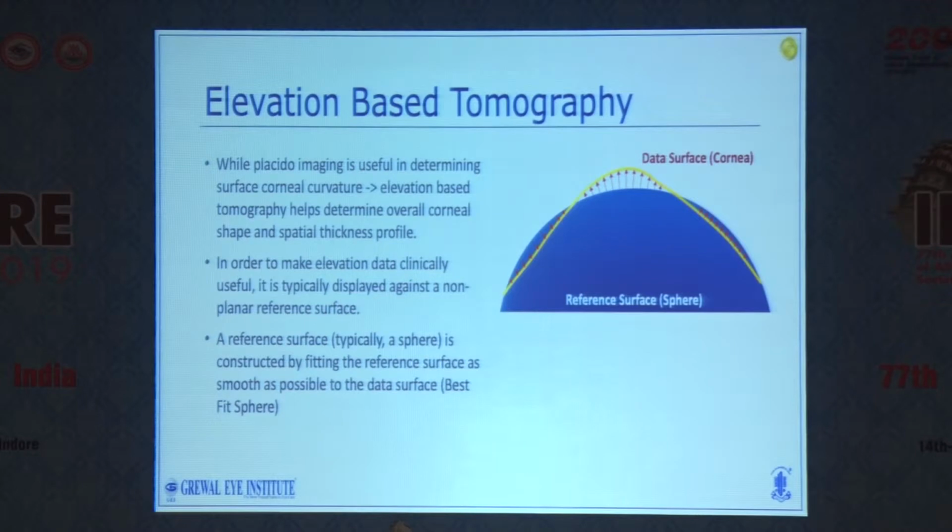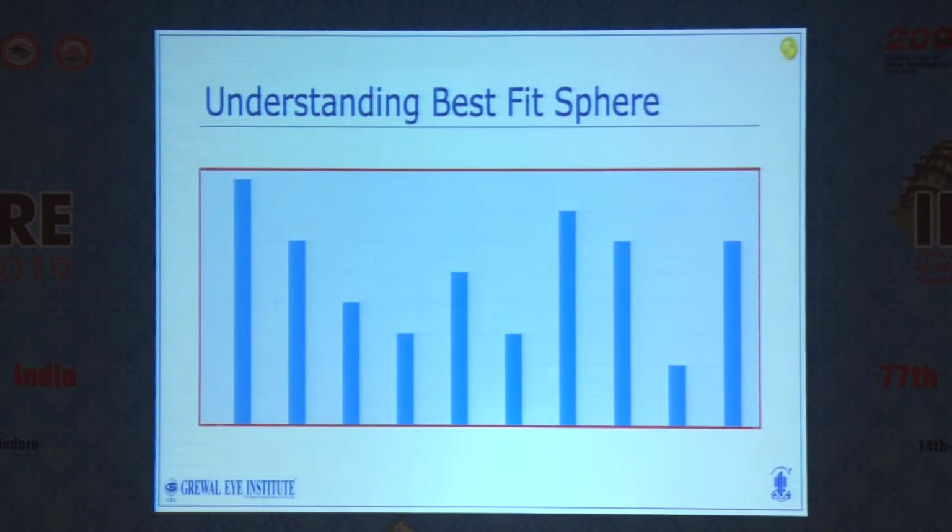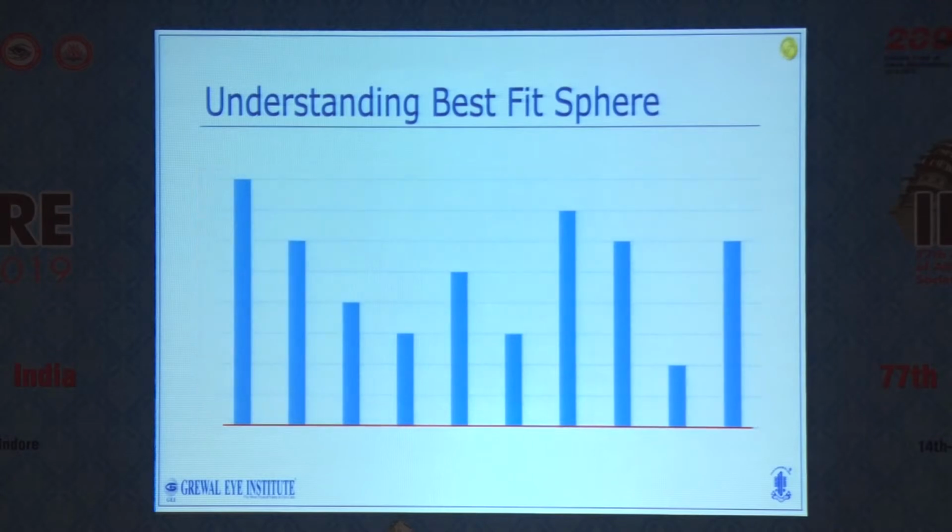This is the best fit sphere. To help us understand this, what a best fit sphere is basically doing is changing the x-axis on a graph that is representing all the data. Over here, if we change the x-axis to this, it's much easier for us to understand what this data means. It is then clinically useful for us.